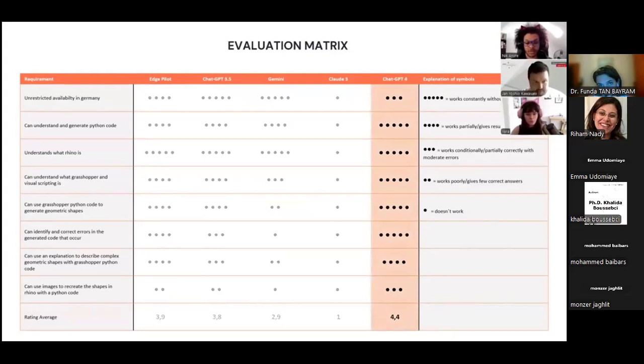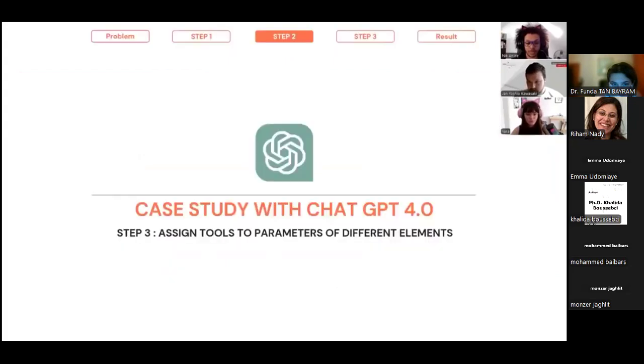ChatGPT 4 proved to be the most useful for application. The AI is slightly more powerful than the Edge Copilot and is not limited to 30 queries, allowing for the development of much more complex shapes over the course of a conversation. With unrestricted availability in Germany and the ability to understand and generate Python code, ChatGPT 4 proved to be the most useful for application. Additionally, it can use Grasshopper Python code to create geometric shapes and describe complex geometric forms.